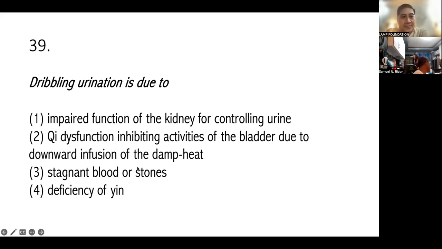Let's go to dribbling urination. Dribbling urination is due to impaired function of the kidney of controlling urine, qi dysfunction inhibiting activities of the bladder due to downward infusion of the damp heat, stagnant blood, stones. Letter A po, Doc, itong 1, 2, 3. Dribbling urination, impaired ang function ng kidney niya. Tapos yung dysfunction ng bladder, actually ang bladder function nakadepende po sa kidney chi, di ba? Kasi sinasabi natin kidney chi not firm. Kaya nagdi-dribble siya. Okay.